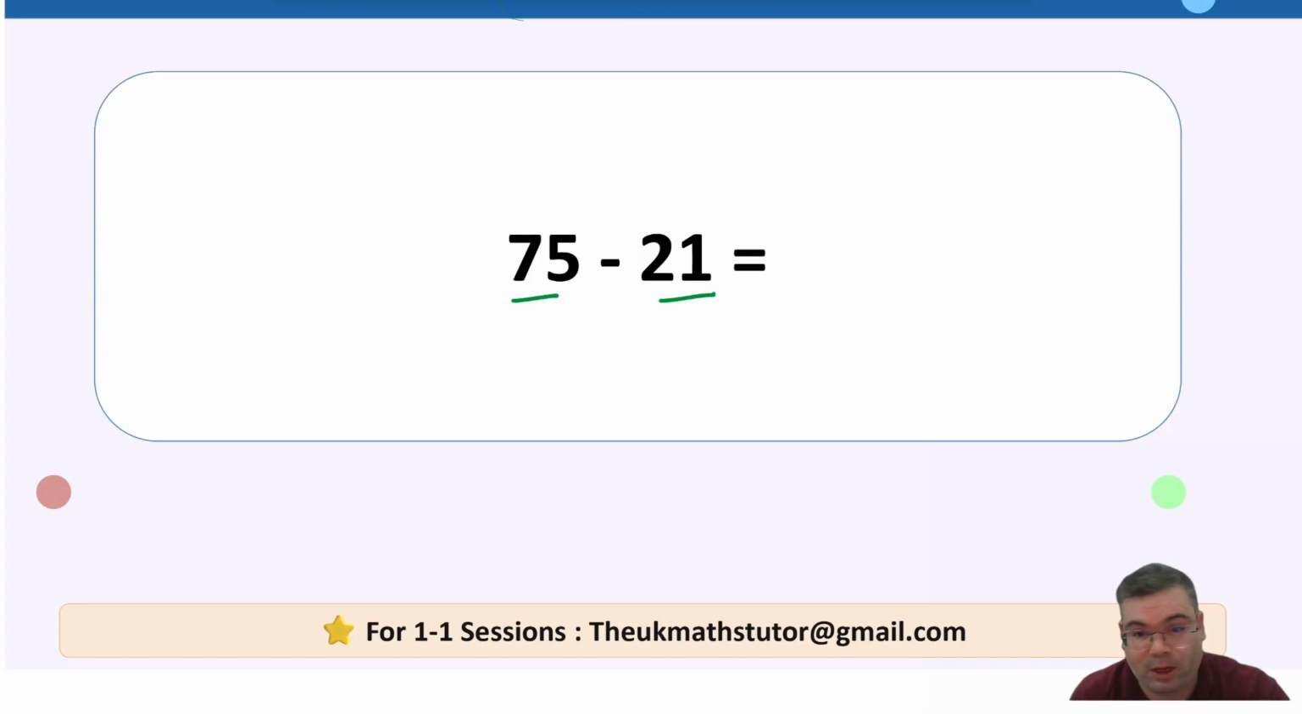So this is the next example. 75 take away 21. So first of all, 21 we can round off to the nearest 10 and we can write 20, right? Now 75 take away 20 is 55. Now let's just see, you need to subtract 21 but you have subtracted only 20. So you have subtracted one less. Okay, so that one less you need to subtract further. Okay, so 55 take away 1 is 54.